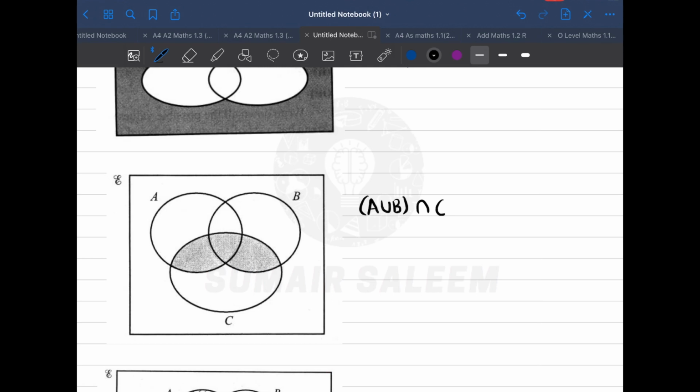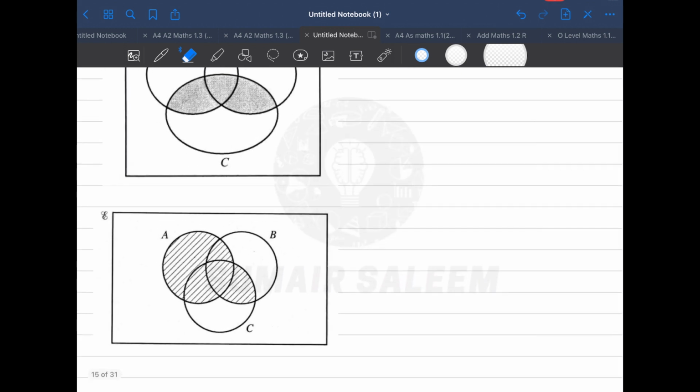So let's recheck. A, B, C. In the first part, I wrote letters. In the next part, I'm writing numbers. So what's the area where there are both numbers and letters? The area given in the question and the area which you are getting right now, if they are the same, that means you have answered correctly. Let's practice more.